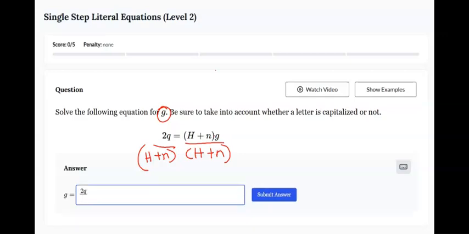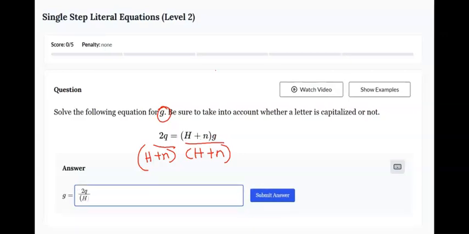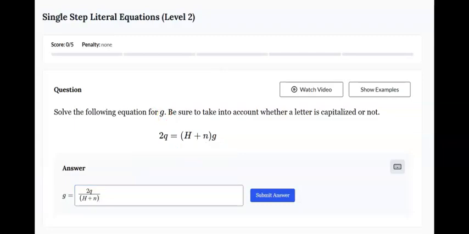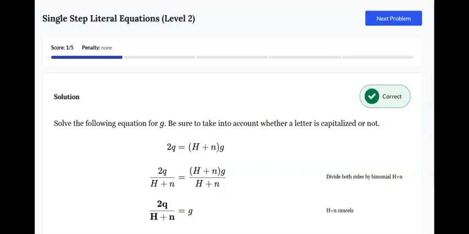When you're typing your response, you can type that entire denominator as a single group. Make sure you use the right case for each letter. Lowercase n, uppercase h.